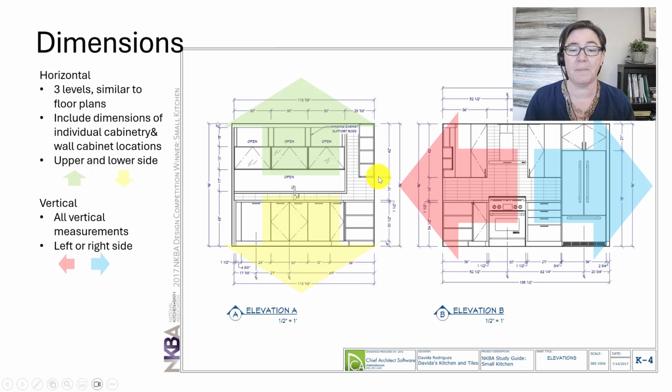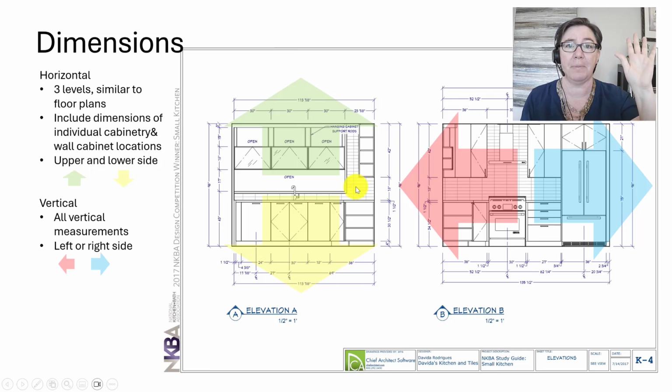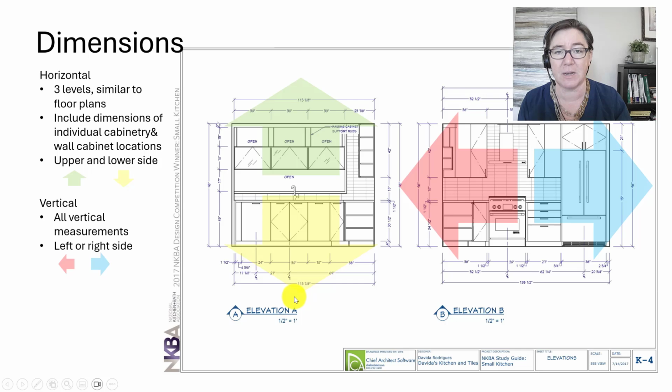Your horizontal dimensions, you're going to kind of divide your elevation in half, and everything that's in the upper half of your elevation is going to get dimensioned above the elevation. And that's why I've drawn this big green arrow. Everything up there. Everything that's kind of in the bottom half gets dimensioned below. Again, you just get to make a judgment call about what those are.